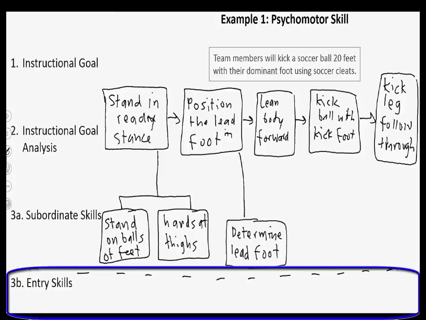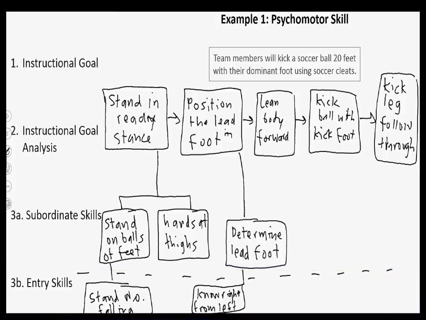Okay, so for standing on the balls of your feet, well, what do they need to be able to do that? So we are going to assume, I'm going to say, okay, we assume that these team members can stand. Maybe stand without falling. Stand without falling. So that's an entry skill they just really need to have. Determining their lead foot. Well, maybe they need to be able to distinguish right from left. And maybe not, maybe that's not part of it, but it seems like that could work as an entry skill. They need to know left from right.